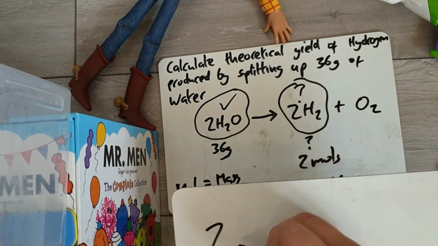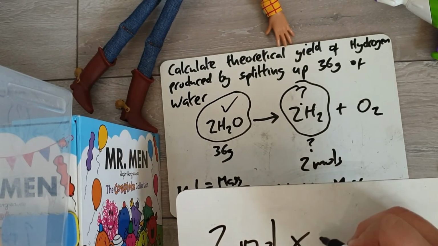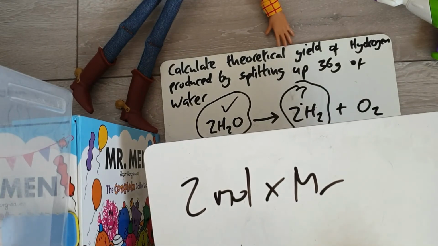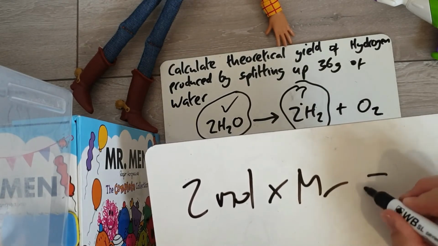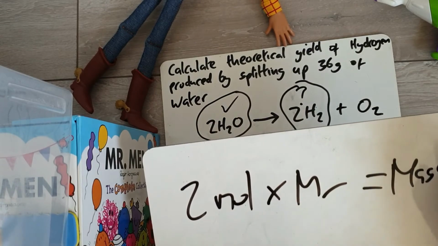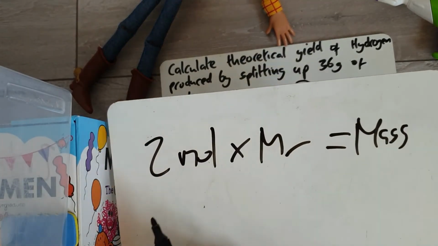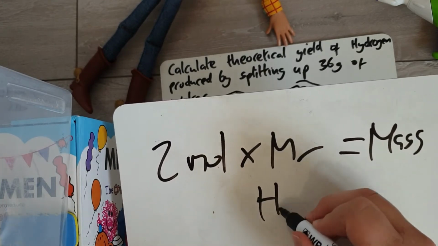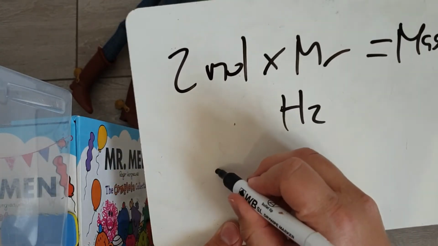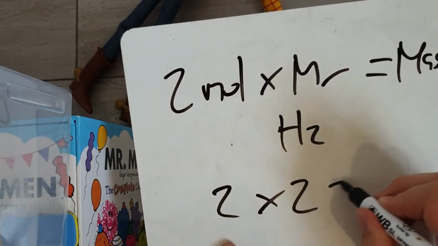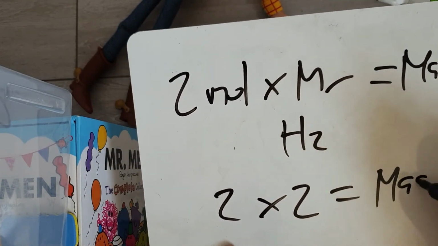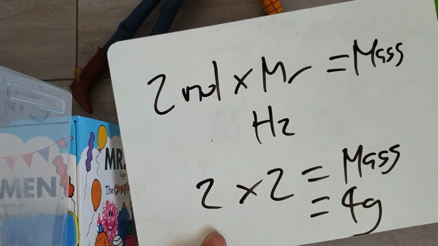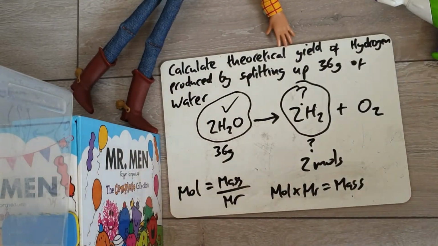The moles, we worked it out, it was 2 moles. The Mr, well, it's H2, so it's just 1 plus 1, which is 2. So we've got 2 moles times the Mr of it equals the mass. What is the Mr of H2? It's just 1 plus 1. So we've got 2 times 2 equals the mass, which equals 4 grams. So that's how you do that question.